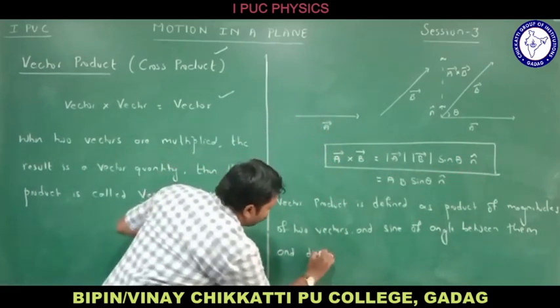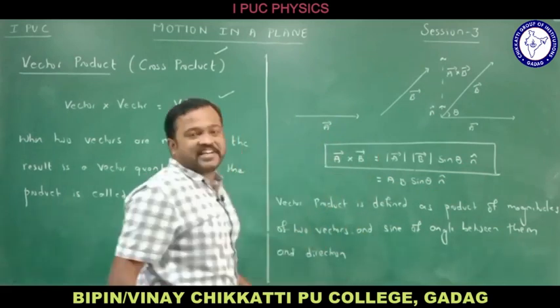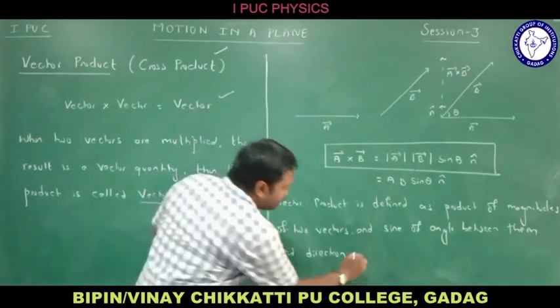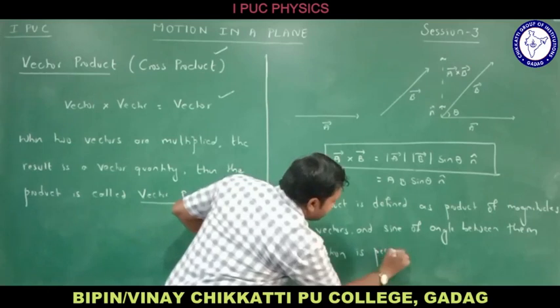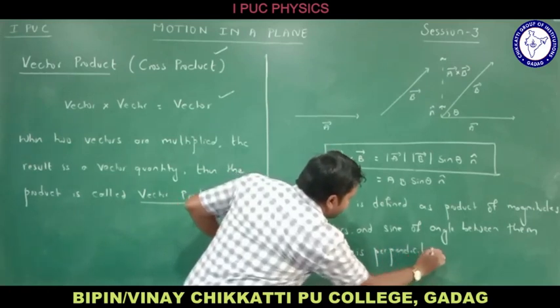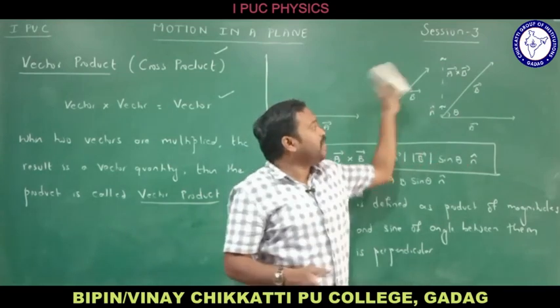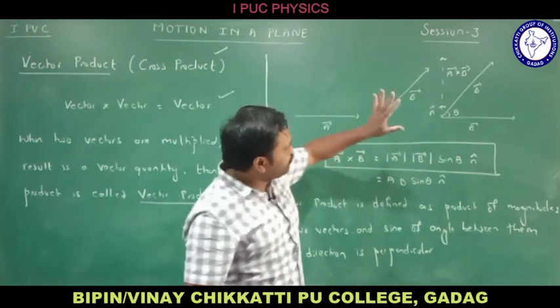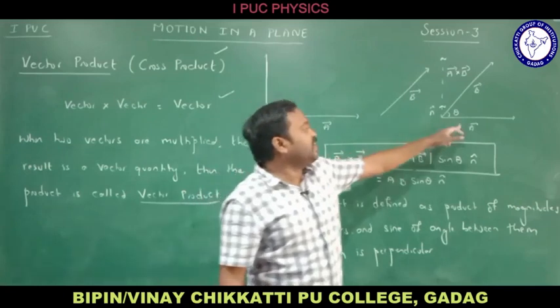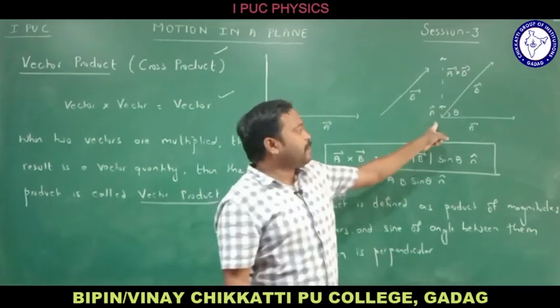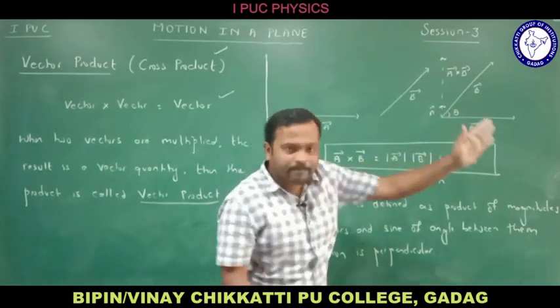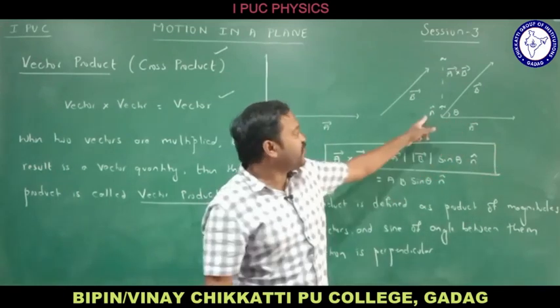And direction. What is n cap? N cap is about direction, and direction is perpendicular to the plane containing A and B. So this board is a plane which is containing A and B. Where is the direction of A cross B? Perpendicular. What is the direction of n cap? Perpendicular. But I cannot draw perpendicular, that's why I have drawn like this now.